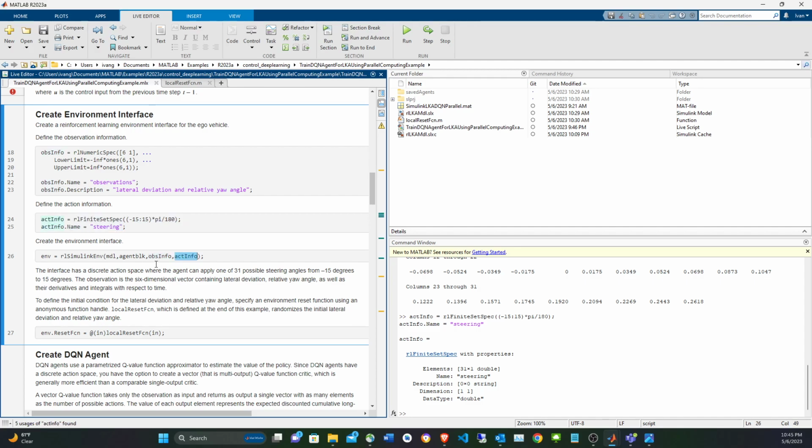We're going to create the environment. We have the agent block, which is the path, and the model, the Simulink model. So we use basically the Simulink model as a simulation environment.